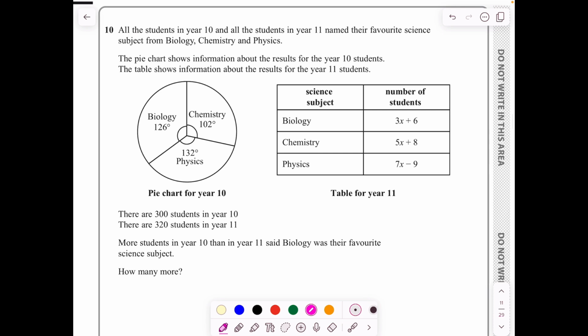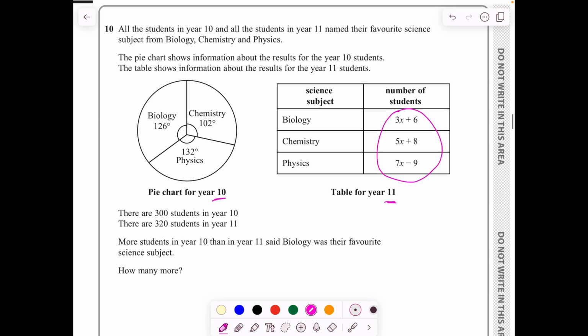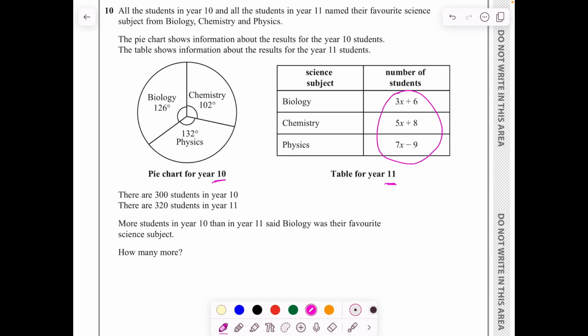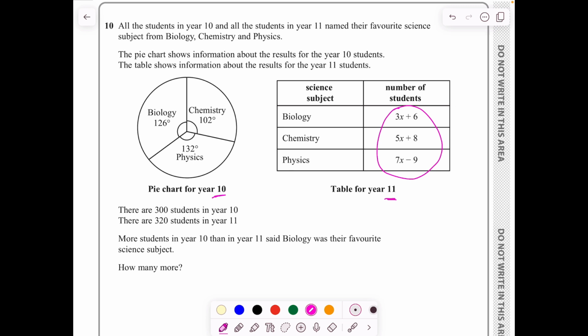Right, number 10. So this gives you some information. It tells you that this table is for year 11 and that the pie chart is for looking at year 10. Now, I'm going to use this information because I know how many students there are in total in year 11. It tells me there are 320 students in year 11.